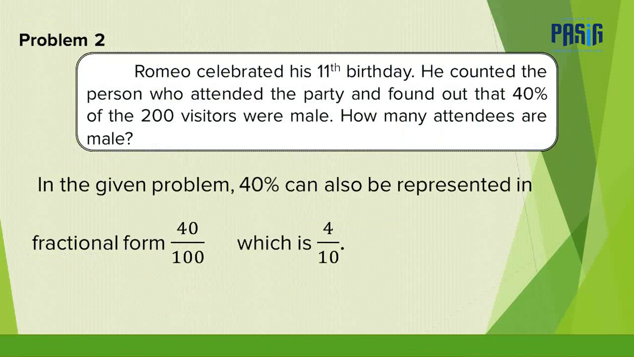We have here another problem. Romeo celebrated his 11th birthday. He counted the persons who attended the party and found out that 40% of the 200 visitors were male. How many attendees are male? In the given problem, 40% can also be represented in fractional form, 40 over 100, which is 4 over 10.